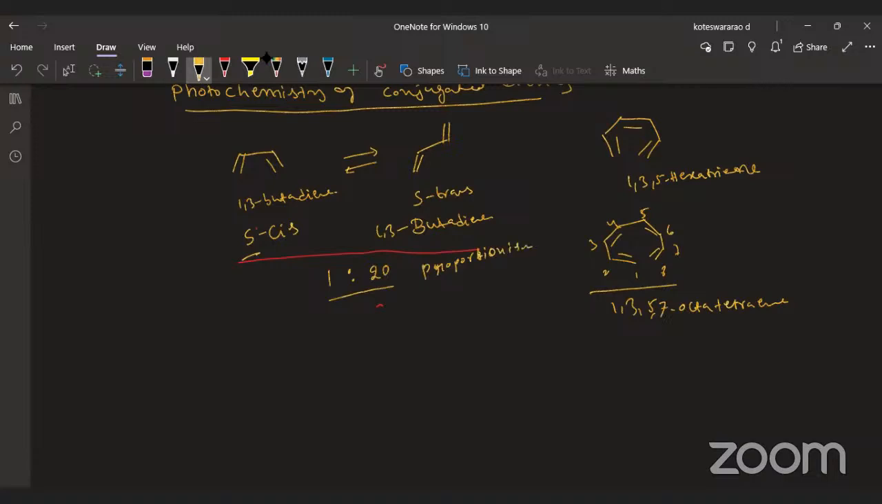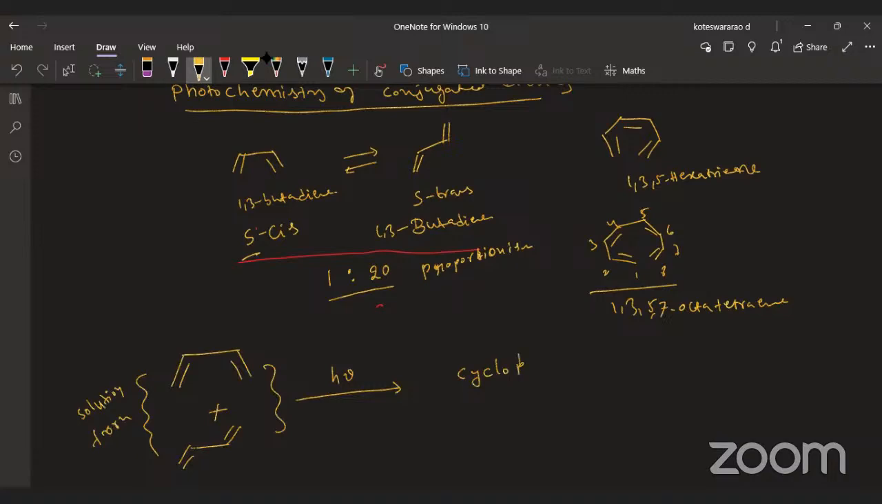Okay. Now irradiation of the solution of butadiene gives a mixture of products. Suppose I draw this again: this is s-cis 1,3-butadiene and s-trans 1,3-butadiene. Both will be irradiated when in the solution form. It gives a mixture of products. What is that mixture?